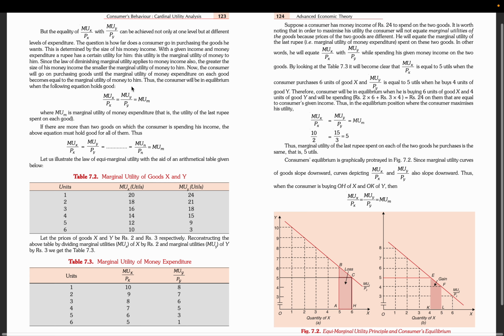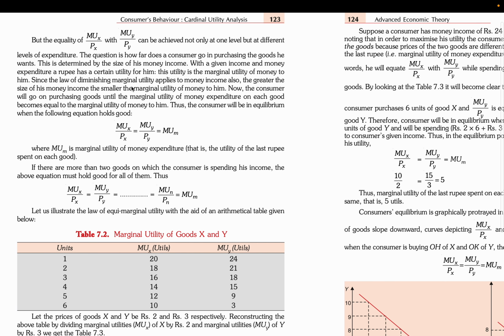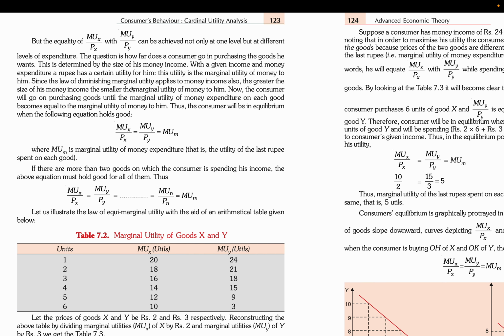Let's understand this further. But the equality of MUx by Px with MUy by Py can be achieved not only at one level but at different levels of expenditure. The question is, how far does a consumer go in purchasing the good he wants? This is determined by the size of the money income, of course, right? So how far you can go in purchasing a good depends on your money income. You can't spend outside of your money income. Whatever money you have in your pocket, you can't spend more than that, right?